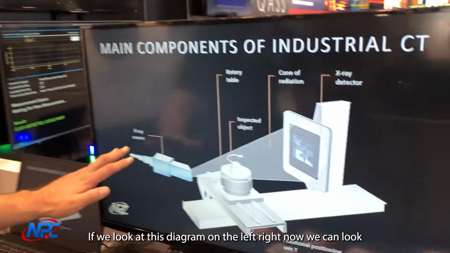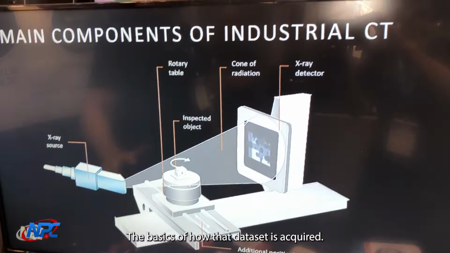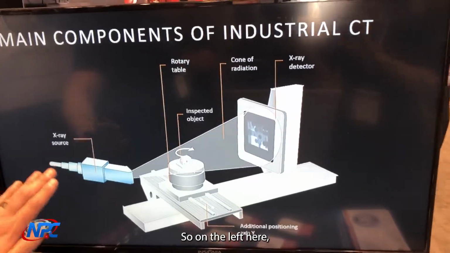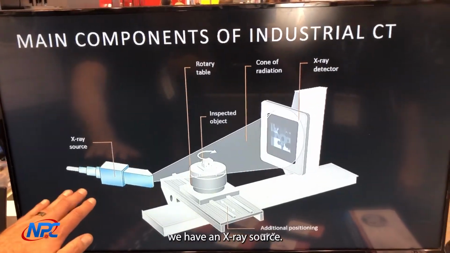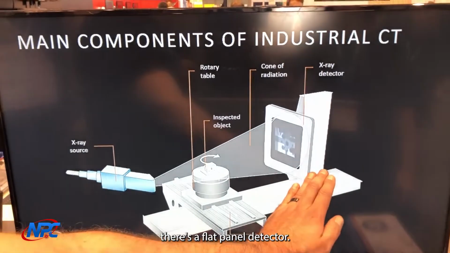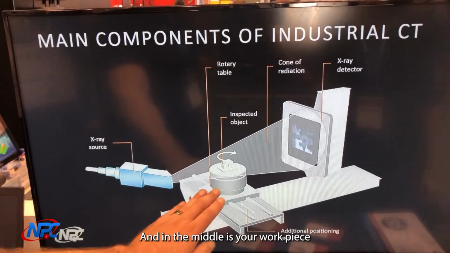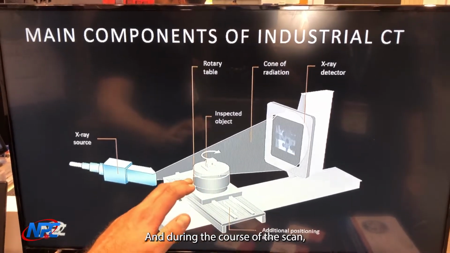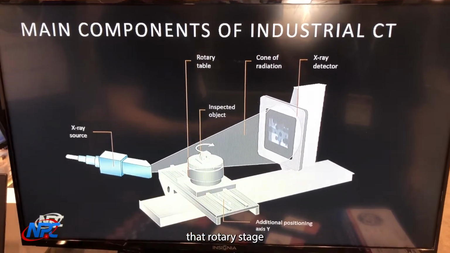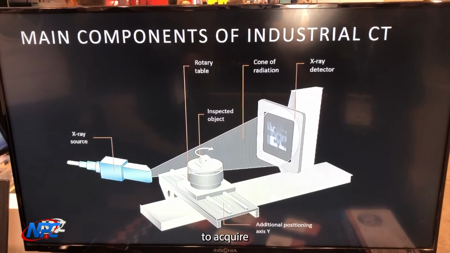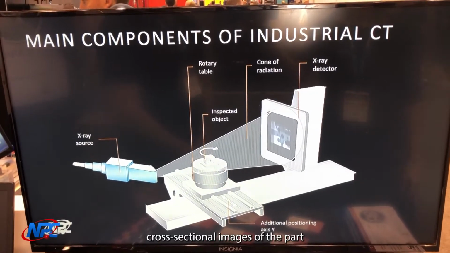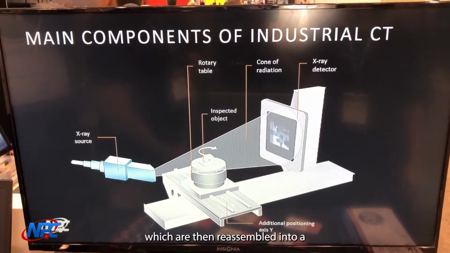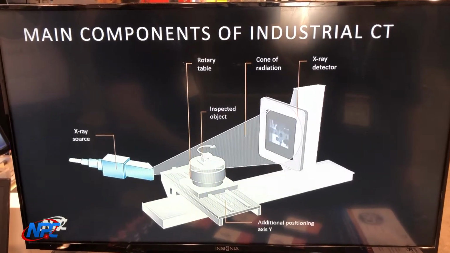So if we look at this diagram here on the left right now, we can look at how the inside of that machine is laid out and the basics of how the data set is acquired. On the left here, we have an X-ray source. On the right side of the screen, there's a flat panel detector. And in the middle is your workpiece that goes onto a rotary stage. During the course of the scan, that rotary stage rotates through 360 degrees to acquire different cross-sectional images of the part, which are then reassembled into a 3D data set.